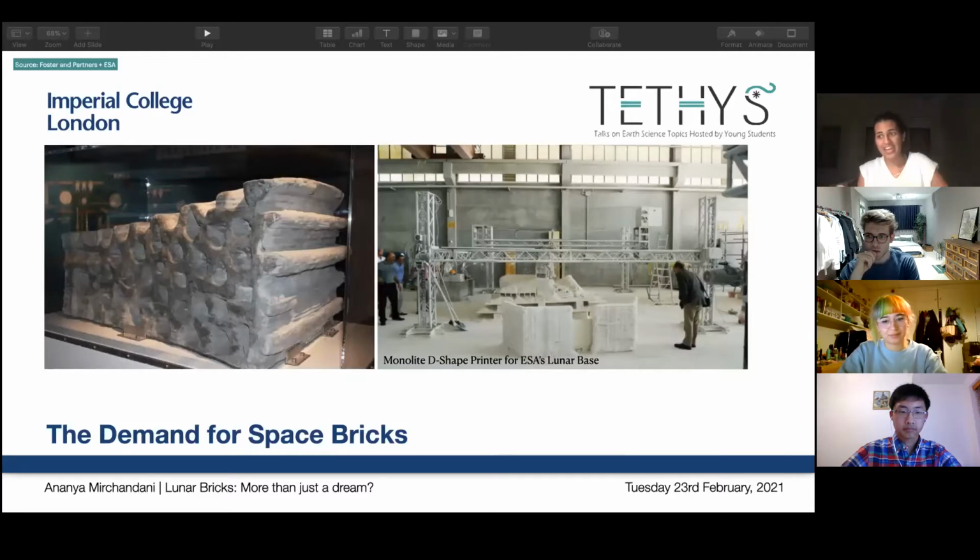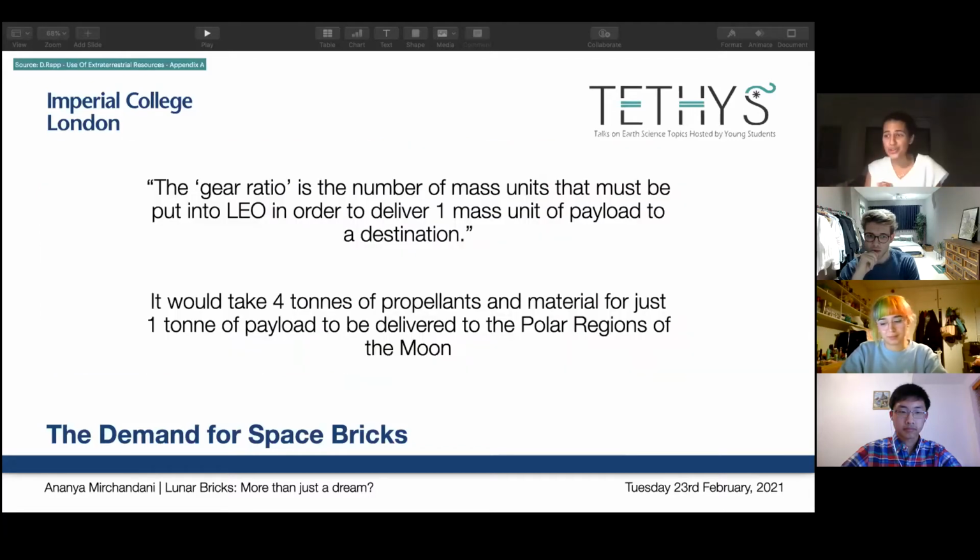So the gear ratio measures this relationship between the mass we need to launch things into low Earth orbit and eventually deliver that mass somewhere where we want to deliver it. And with respect to the moon, it will take 4 tons of propellant and material for just 1 ton of payload to be delivered to polar regions of the moon, which is where we're going with Artemis.